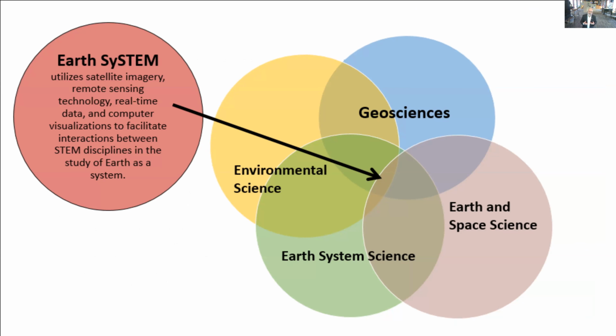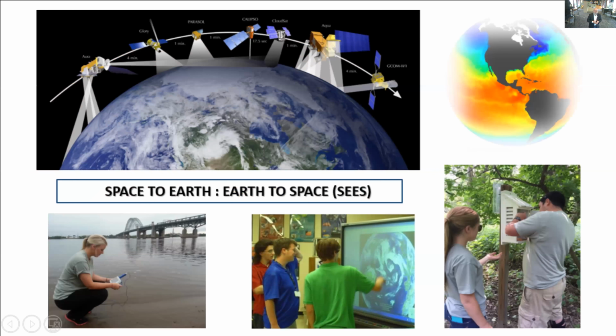That's one of the things that's confusing. But you can see that we can move this in the direction. So one of the things that we generated here, the SEAS model, space to Earth, Earth to space. And the idea is simple. The idea is that we can go out, use the GLOBE protocols, or use traditional environmental science, or biology, or any type of outdoor field exercises or field studies, and collect data.